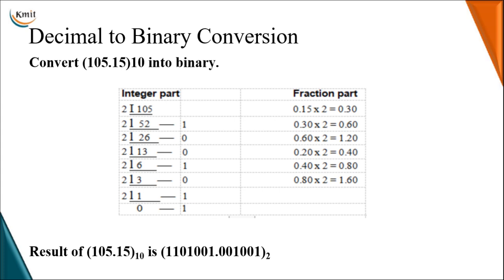Next, if a mixed number is given, which contains both an integer part and a fractional part, we follow those two separate procedures and then combine the results of the integer conversion and the fractional conversion. Now 105 is my integer, so I do successive division by 2, and 0.15 is the fractional number, which we successively multiply by the base of 2.